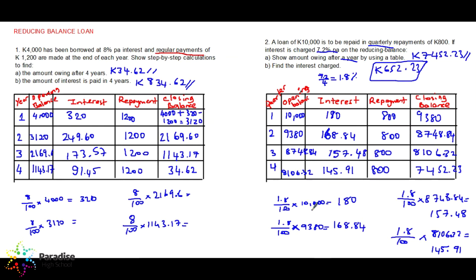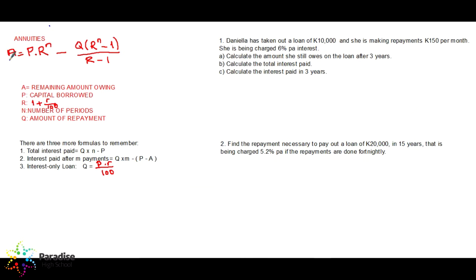How are you going to draw a table? If they ask to use a table, then we draw a table. Otherwise, we use a formula. What is the formula? A is equal to P times R to the power of N minus Q times R to the power of N minus 1, over R minus 1. So what do these letters represent? A is the remaining amount owing, the remaining amount at the end of a certain period of time.